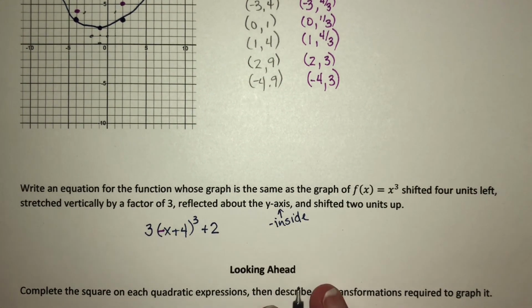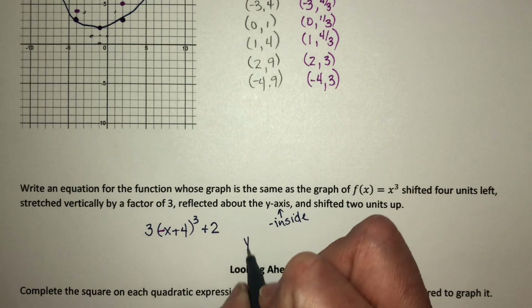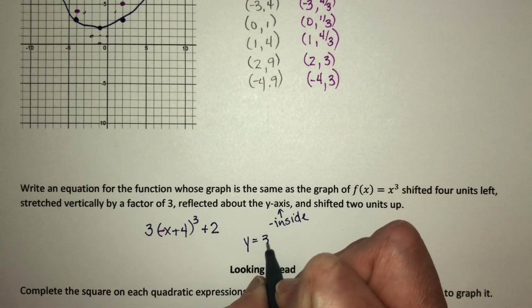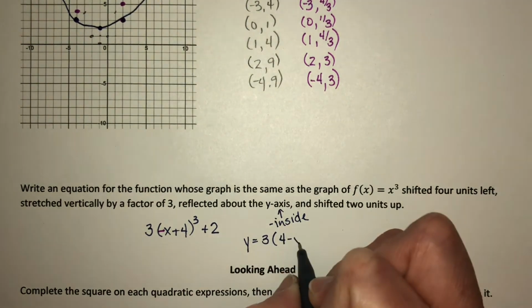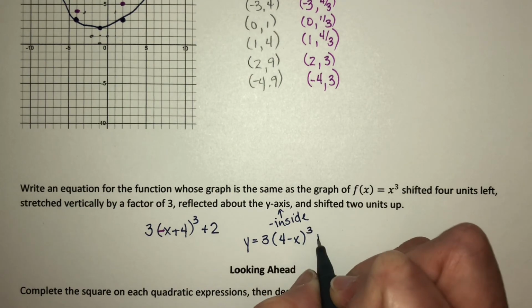Most of the time we clean this up a little bit, and the answer you will see is y equals 3 times 4 minus x cubed plus 2.